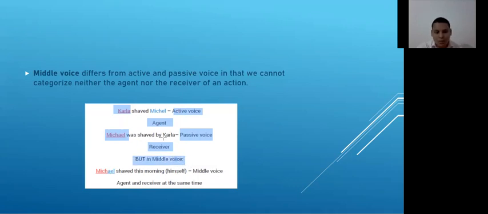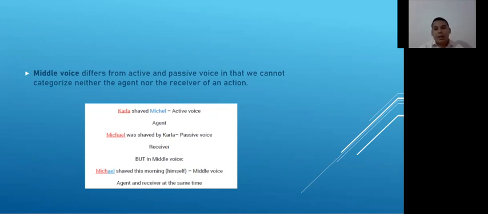But in the middle voice, Michael shaved this morning. This sentence would probably mean that he shaved himself. Nobody shaved him. Okay, so this is middle voice. The agent and receiver is the same noun phrase, the same person in this sentence. That's middle voice, as you can see. All right. So I think the example was pretty clear about this.